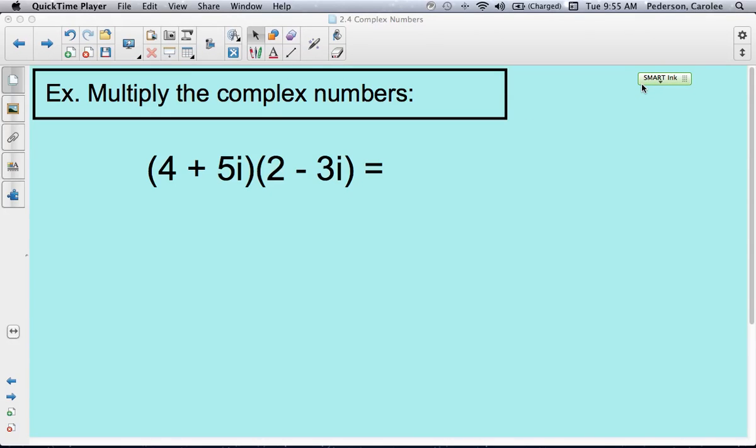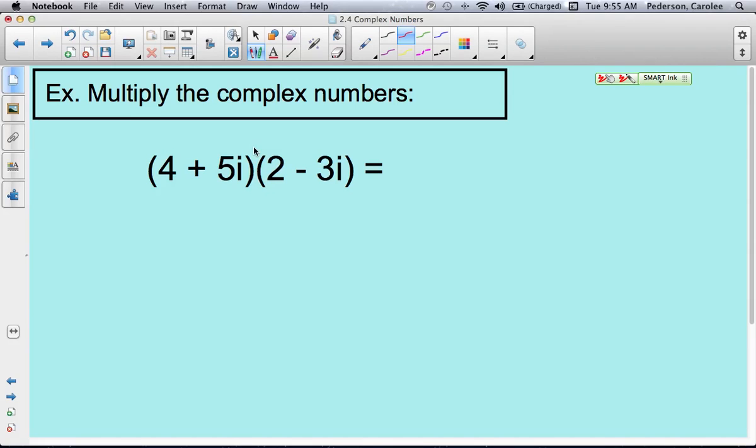Here's 2.4 part 2. Now we're going to go ahead and multiply two complex numbers together. So think of these as foiling using the distributive property. So we're going to multiply 4 times 2 and then 4 times negative 3i.